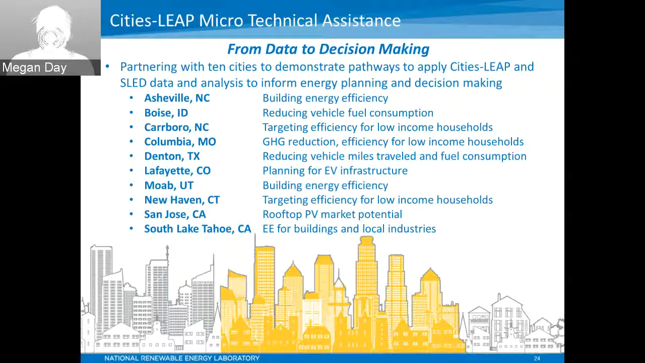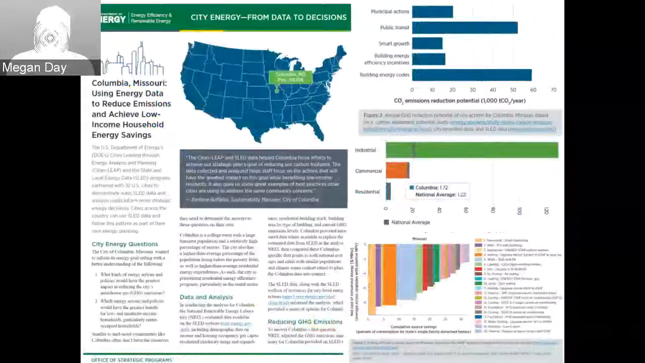And so we looked at, for example, Columbia, Missouri. They wanted to look at energy actions that would have the greatest impact on reducing greenhouse gas, as well as impacts that would help with low income and moderate income households. They wanted to focus their actions in ways that would benefit their poorer population.